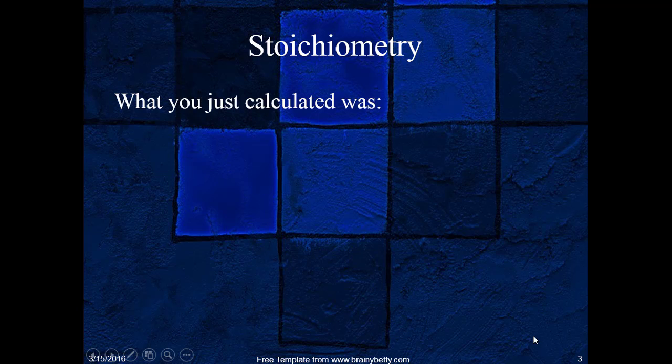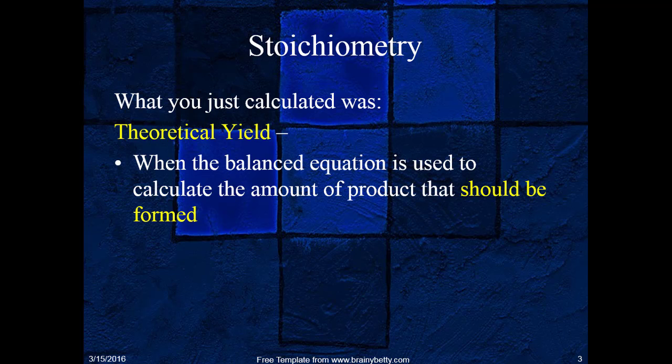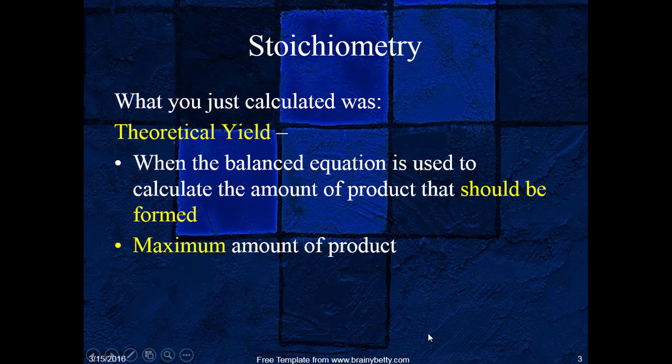Here's some of our new vocabulary. What we just calculated is actually called the theoretical yield. This is how much would be produced if our reaction ran perfectly. If we had perfect lab technique and the reaction went exactly as expected, this is the theoretical yield, when the balanced equation is used to calculate the amount of product that should be formed. Theoretically, that's how much we should get. This is also the maximum amount of product that can be produced.